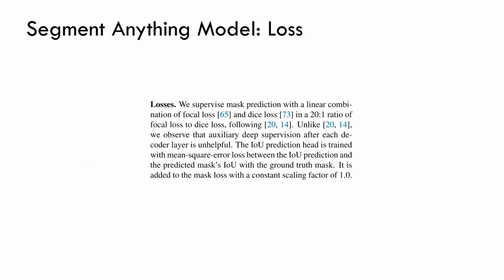Now let's have a look at the loss. The loss of the model is a combination of 2 losses. One is called the focal loss and one is the dice loss, and they are used in a ratio of 20:1. Let's have a look at the focal loss.